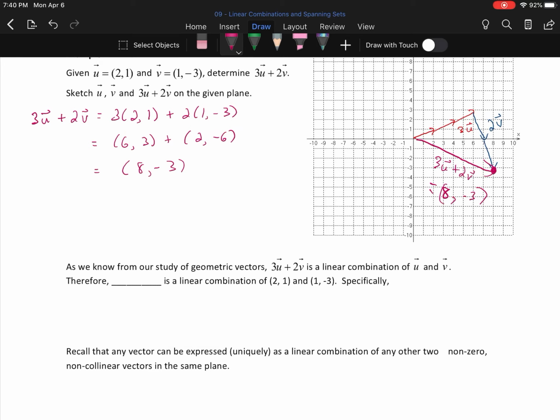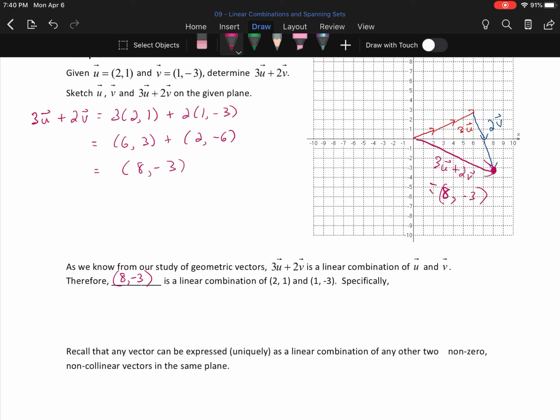So as we know from our study of geometric vectors, 3u plus 2v is a linear combination of u and v. Therefore, (8, -3) is a linear combination of (2, 1) and (1, -3). That's what that is made up of. (8, -3) is made up of some number of (2, 1)s and some number of (1, -3)s. We know what those some numbers are: 3 of the first one and 2 of the second one.